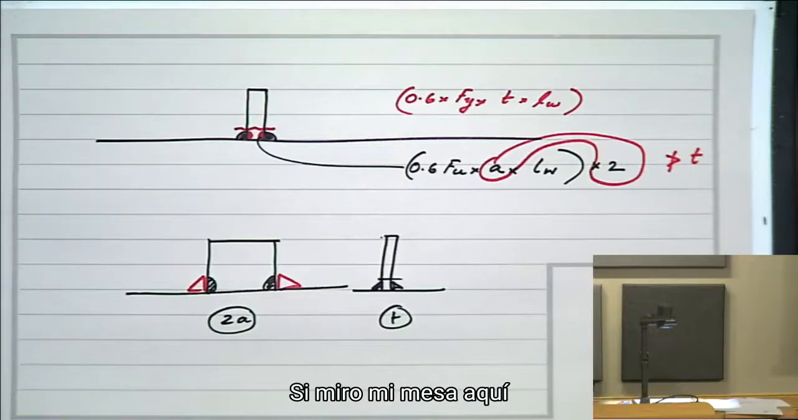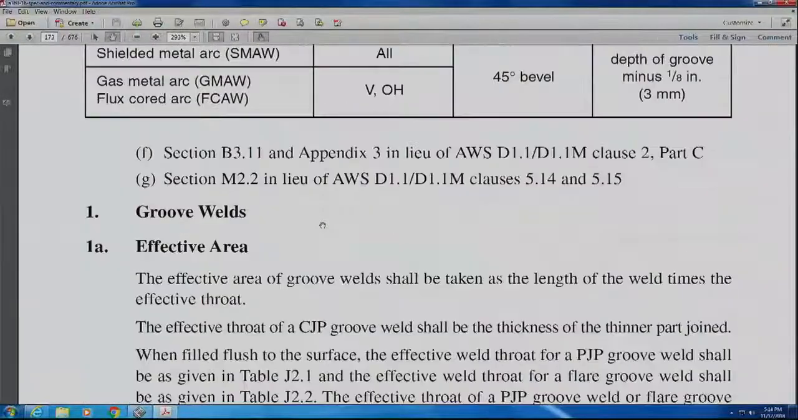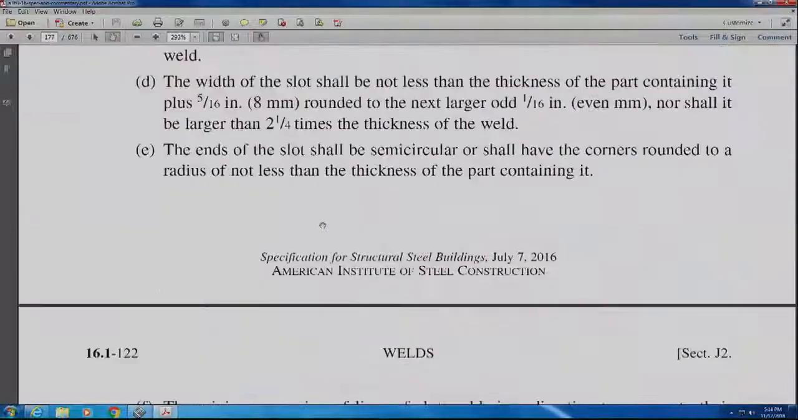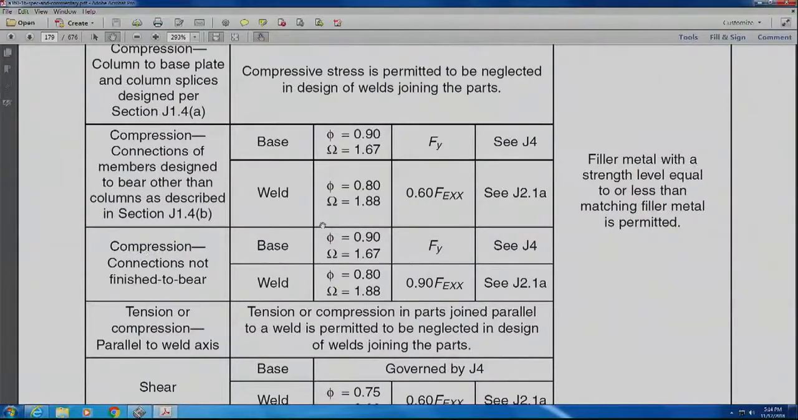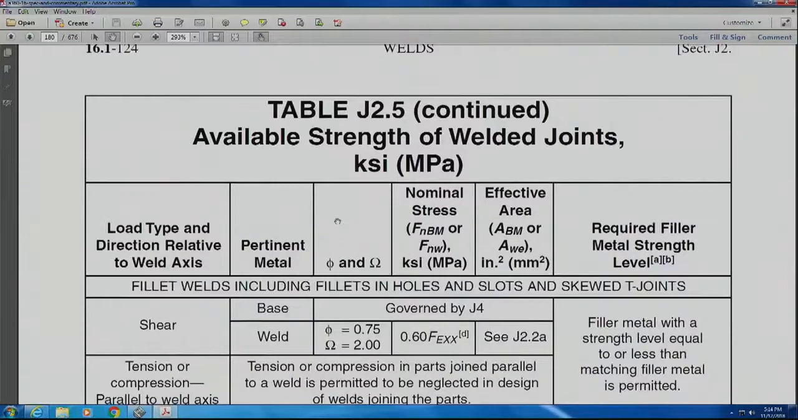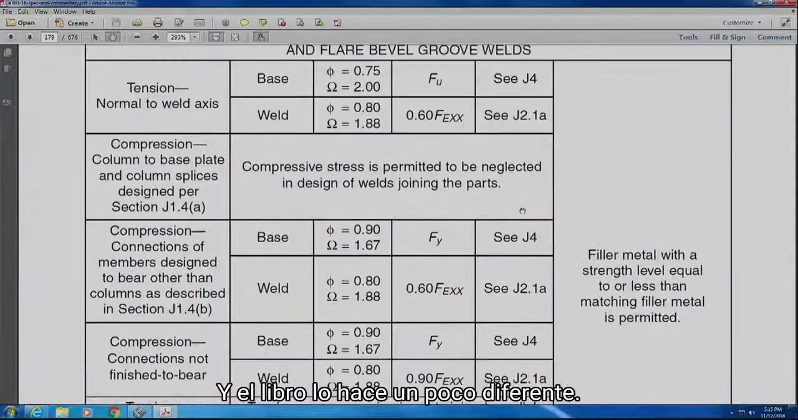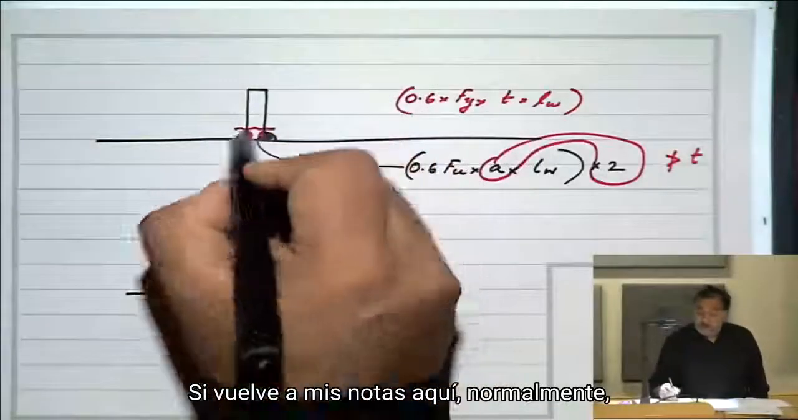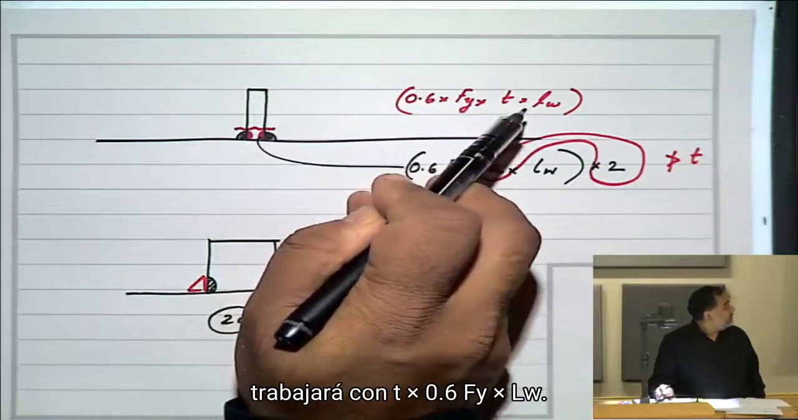If I look at my table here, it just asks me to use the area of the base metal, ABM. It doesn't tell me how to calculate the area of the base metal. And the book does it a little bit differently. So if you come back to my notes here, typically you will be working with the thickness times 0.6 Fy times Lw.